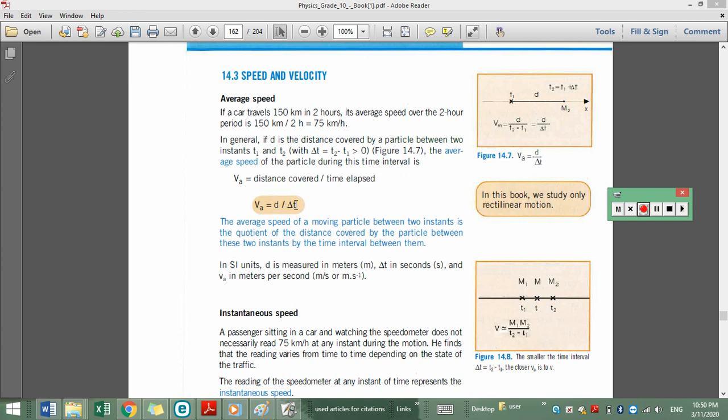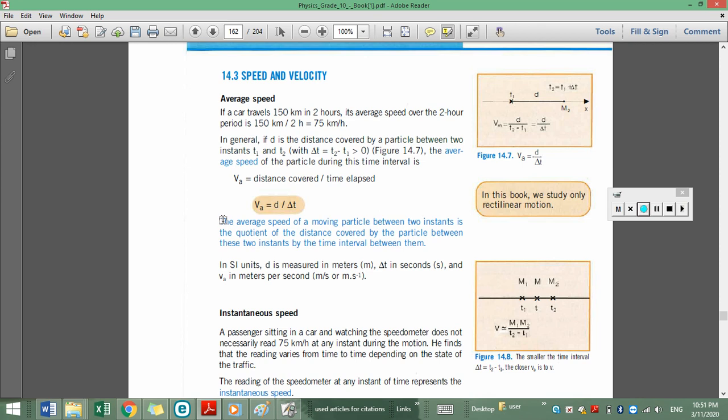Here you have to show delta t when we talk about duration. Delta t, this triangle which is delta, you have to write it in this way. Why? Because it shows the difference in time between two different instants. So V average is D over delta t. The average speed of a moving particle between two instants is the quotient of the distance covered by the particle between these two instants by the time interval between them.